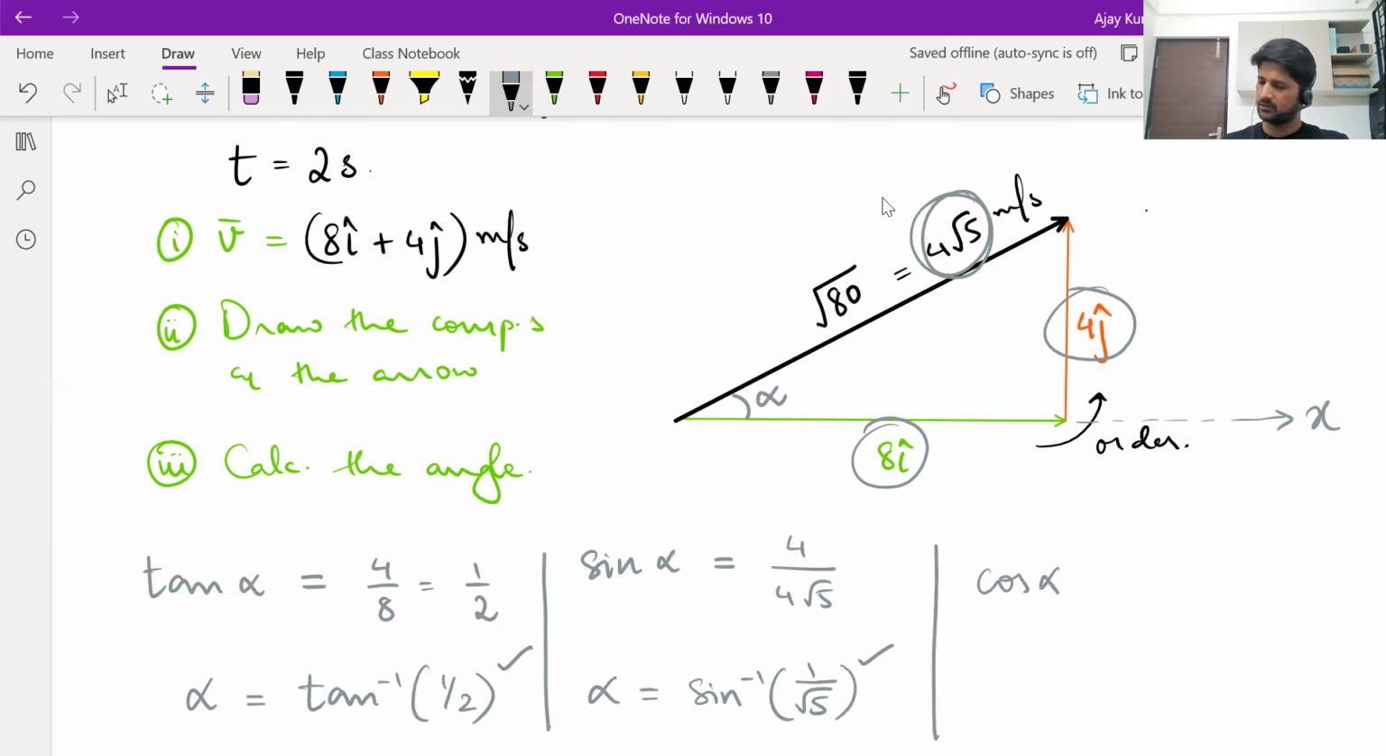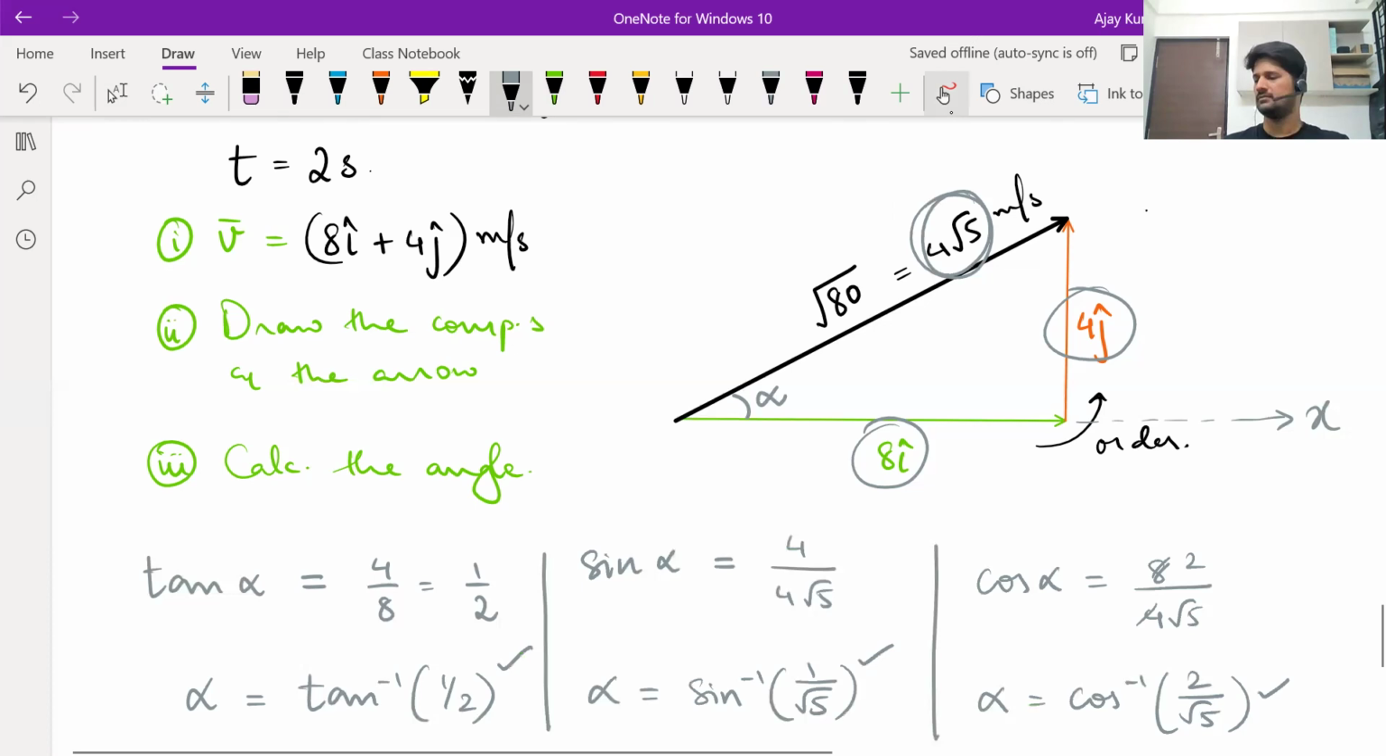You can even calculate cos alpha. Adjacent by hypotenuse. Adjacent side to the angle alpha is 8. Hypotenuse is 4 root 5. 4 cancels 8 2 times. So 2 by root 5. So alpha is cos inverse 2 by root 5. This is also a correct answer.